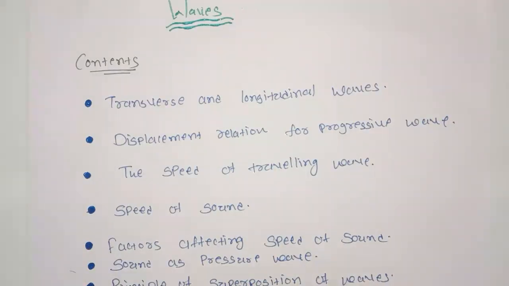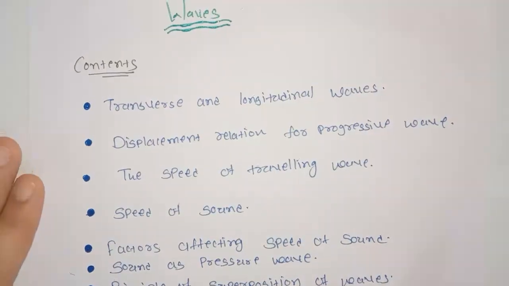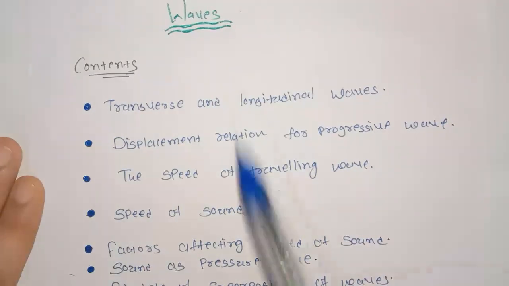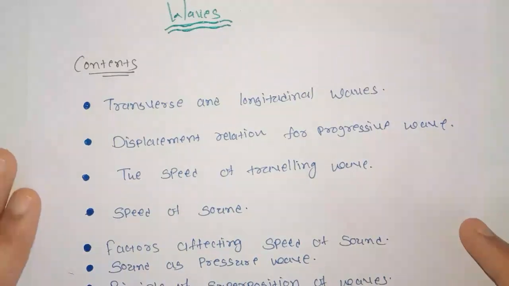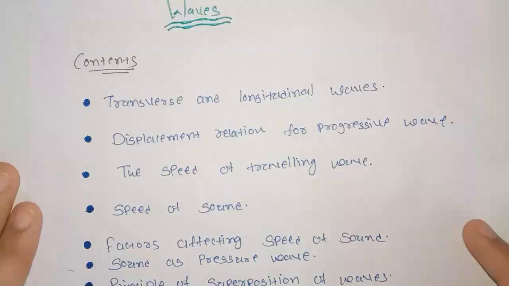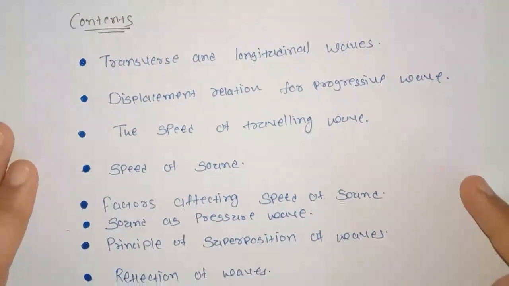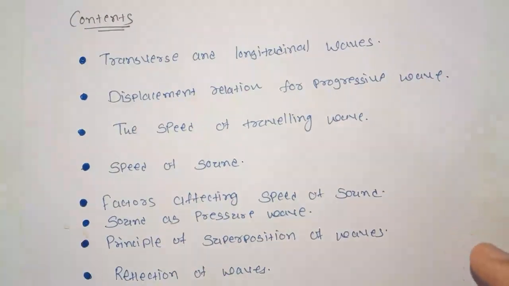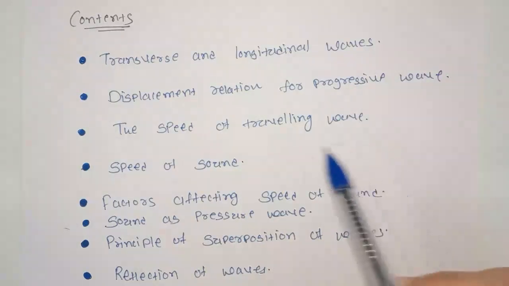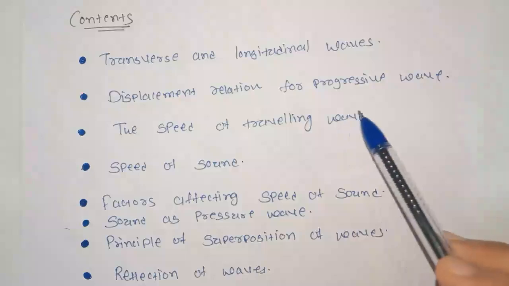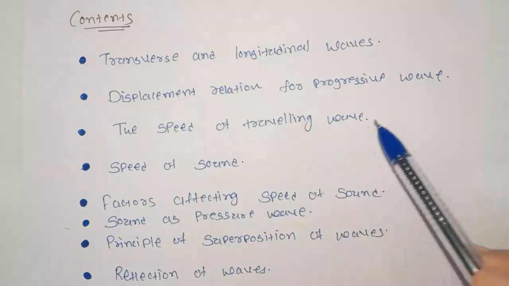Hello, students. We are going to start a new chapter today, that is waves. It is somewhat related to the oscillations that we have seen in the previous lectures. In this chapter, we will see about different types of waves, that are transverse and longitudinal waves. Then we'll see the displacement relation for progressive wave.